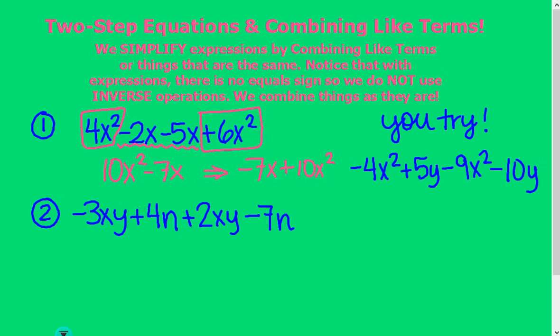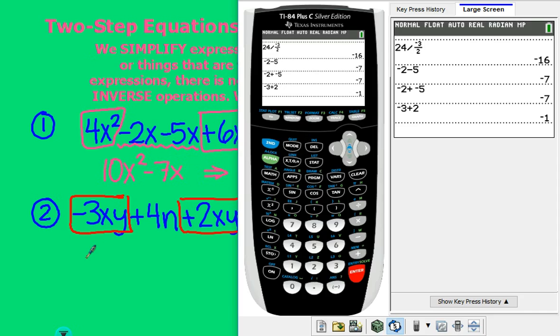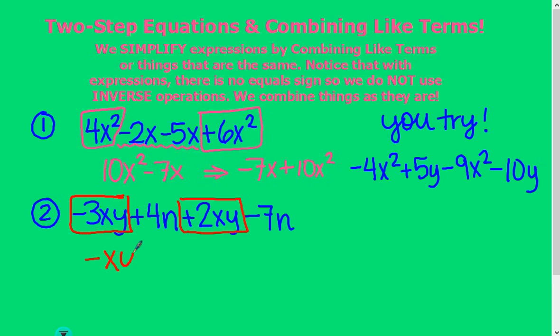Our last example is right here. Same thing. I'm going to combine things that are the same. So I have -3 xy's and I have positive 2 xy's. So how many total xy's do I have? Well, if I'm not sure, I can just plug them into my calculator. -3 and a positive 2 equals a -1 xy.